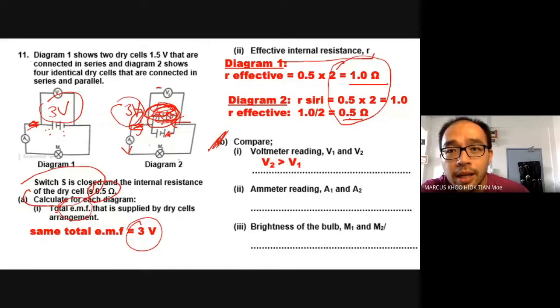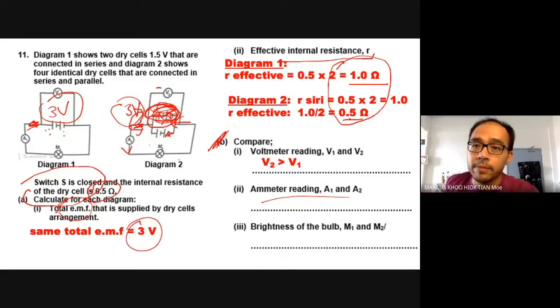Okay, the ammeter reading A1 and A2. Can I have, who else haven't I called? I want to call Oswald, but I don't know whether Oswald is here. Can I have either Brandon or Daniel?